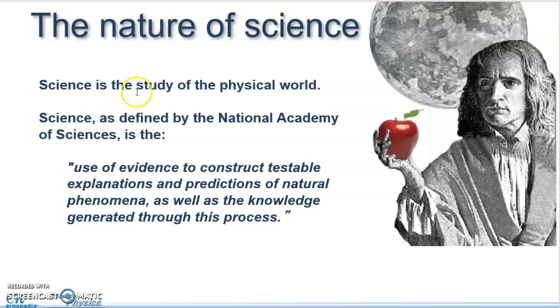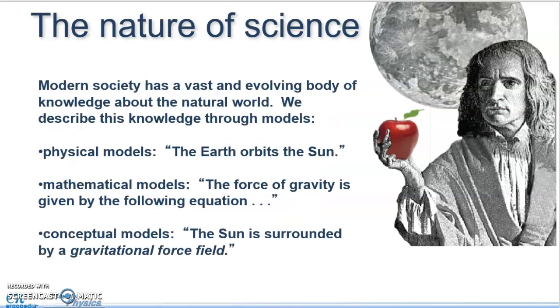All right, so science, as defined by the National Academy of the Sciences, is the use of evidence to construct testable explanations and predictions of natural phenomena, as well as the knowledge generated through this process. In modern society, we have a vast and ever-increasing body of knowledge about the natural world, and we describe this knowledge through models.